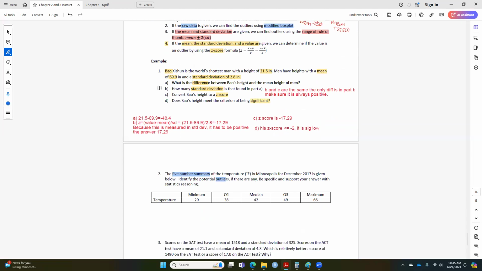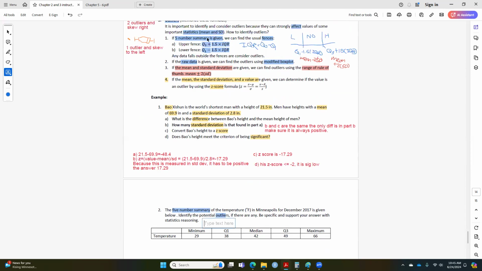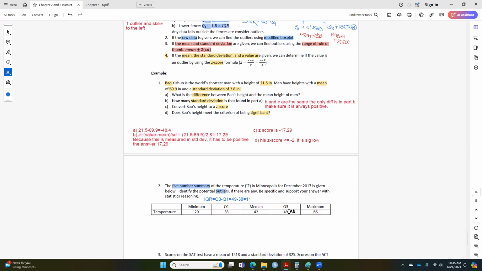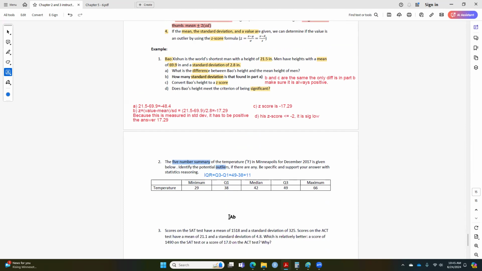This is something that I will point out, quite important here. If you use the first one, you need to find the IQR first. So this is the same thing. You have to find what the IQR is first. And IQR in this case is Q3 minus Q1. Q3 is 49, Q1 is 38. So if you subtract, it becomes 11.